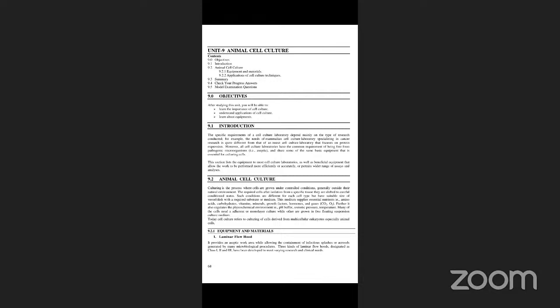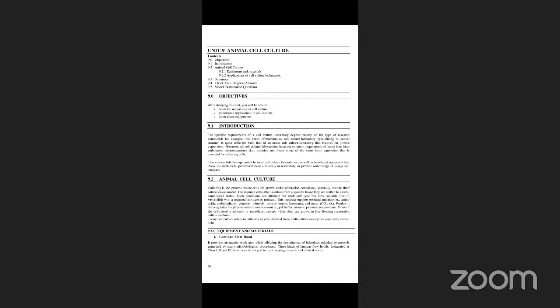Then the media we have to provide should be suitable for the growth of the specific animal cell line. That medium should consist of amino acids, carbohydrates, vitamins, minerals, growth hormones, growth factors, and the gases, like carbon dioxide and oxygen. All these are important and suitable for the growth of a specific cell line. And also we have to maintain pH using buffers, then osmotic pressure and temperature, everything should be maintained.